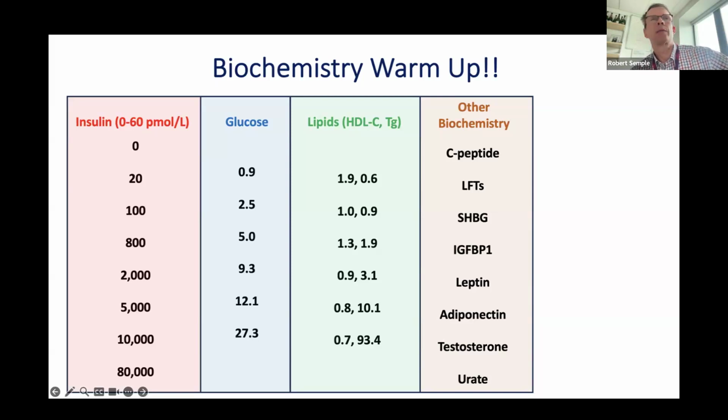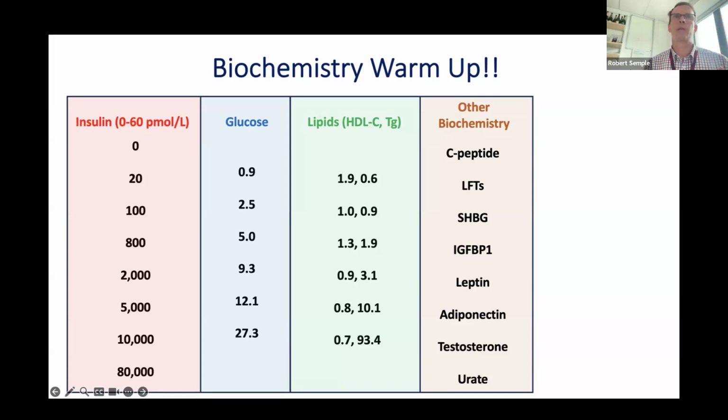But why else might C-peptide be particularly useful in conjunction with insulin? Anyone have any ideas? Perhaps not. We'll come back to that. So the rest of these markers are all of some use, with the possible exception of leptin, which is a more specialized test available in Cambridge.